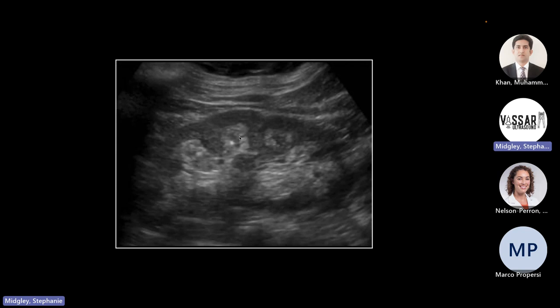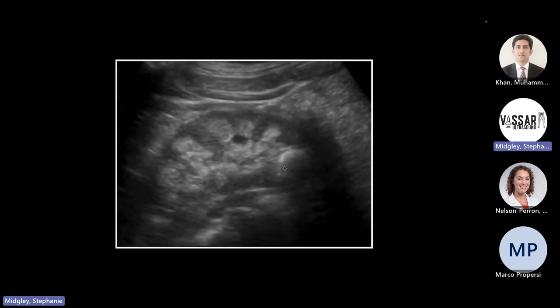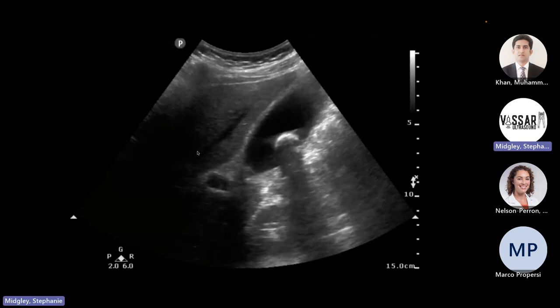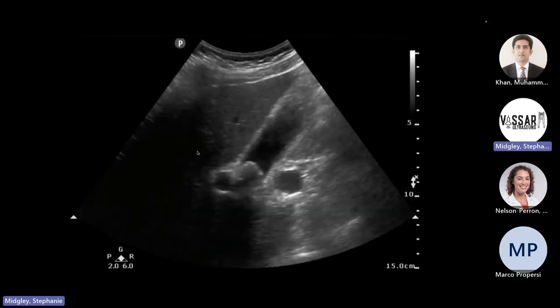This is just kidney, still image. And then just a reminder, you can see that bright white extending all the way up into the pyramids. So this is your nephrocalcinosis, your medullary sponge kidney. Oh, just kidding, I have one more.